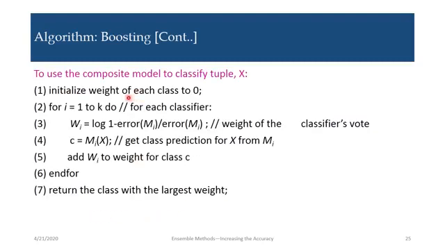Now, to use the composite model to classify the tuple X, initialize the weight of each class to 0. For i equals 1 to k, do: wi equals log((1 minus error(Mi)) divided by error(Mi)). This is the weight of the classifier's vote. Now, let C be the class predicted by Mi for X, that means we get the class prediction for the tuple X from the classifier Mi. Add wi to the weight for class C, and at the end return the class with the highest weight. So this is the process used by the composite model to classify a particular data tuple X.